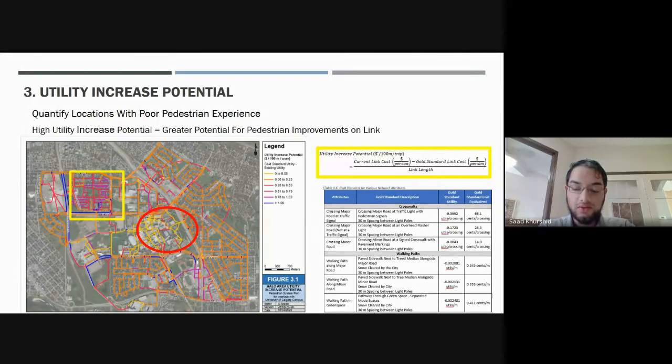As utility increase potential is independent of pedestrian flows, you do not need to play around with TRANSCAD or estimate traffic flows or estimate OD matrices or anything like that to calculate utility increase potential. This parameter and map would be useful to the city to determine areas that are in need of pedestrian improvements and areas that are worthwhile investigating.